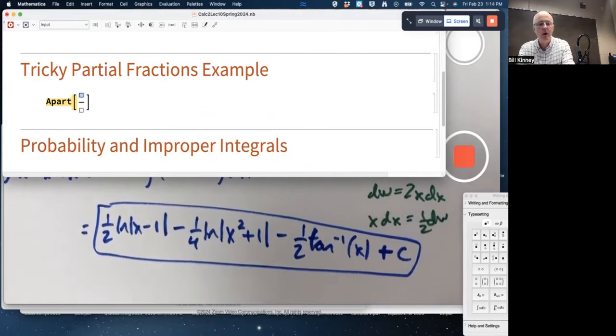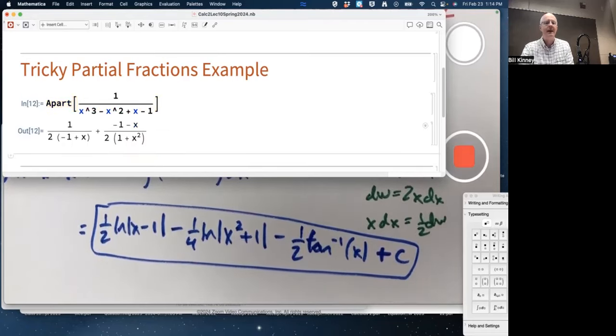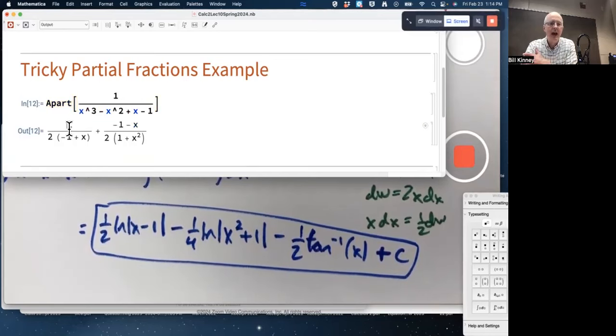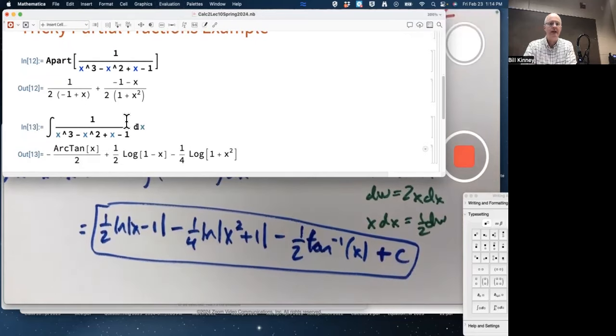The original function, 1 over x cubed minus x squared plus x minus 1. Yes, the coefficients where a was 1/2. There's the 1/2 right there. There's a 2 right there. B and C were both negative 1/2. You can see the negative signs and the 2 down here. That's right. Let's check the integral. Yes, it looks good. Mathematica doesn't bother with the absolute value signs, doesn't bother with the plus C. You should. And remember, log in Mathematica means natural log.